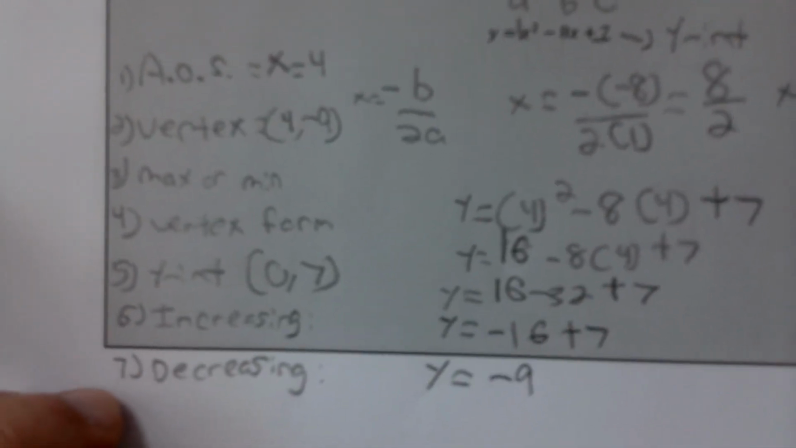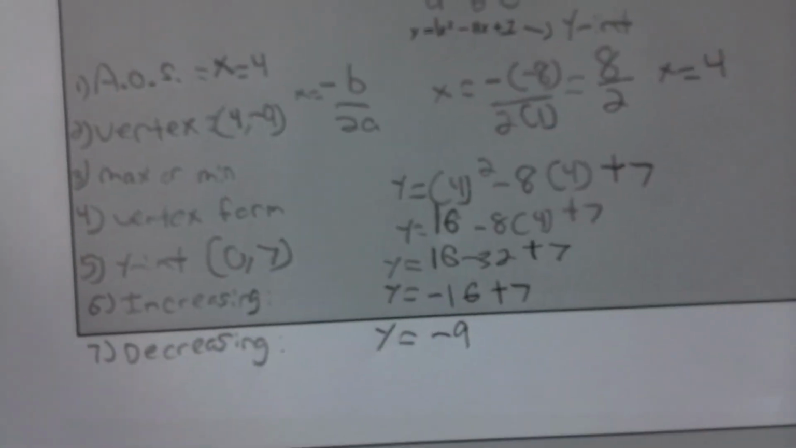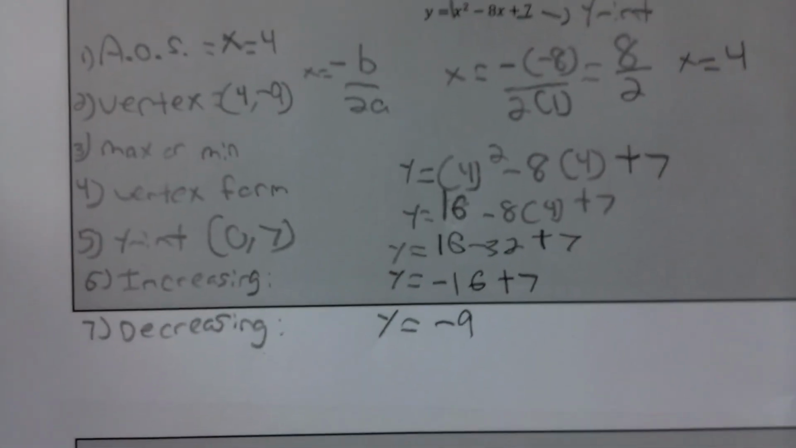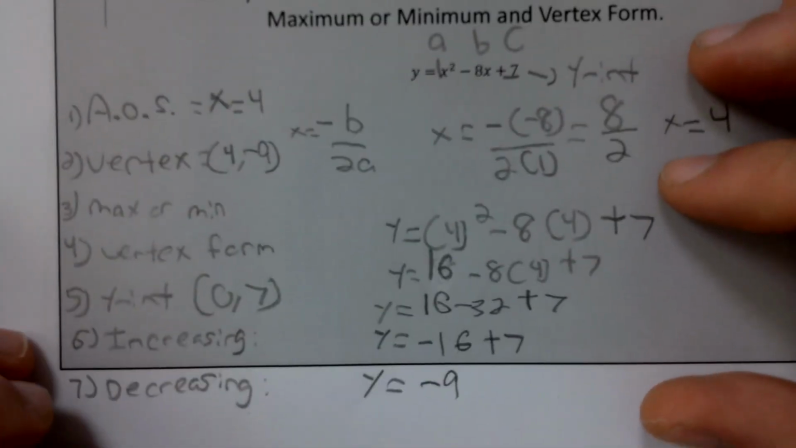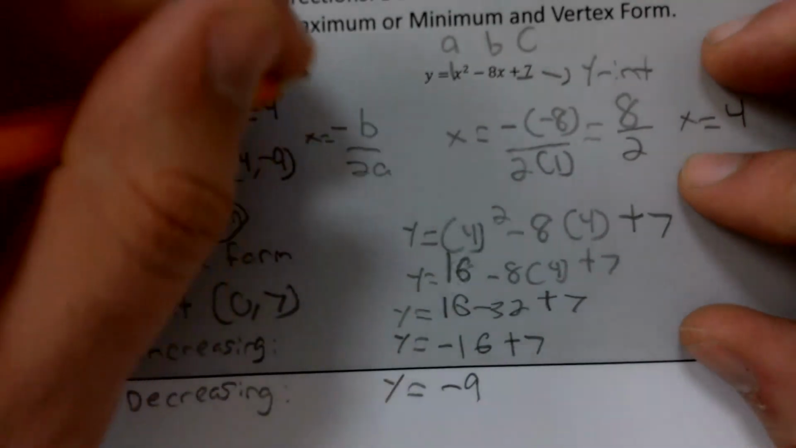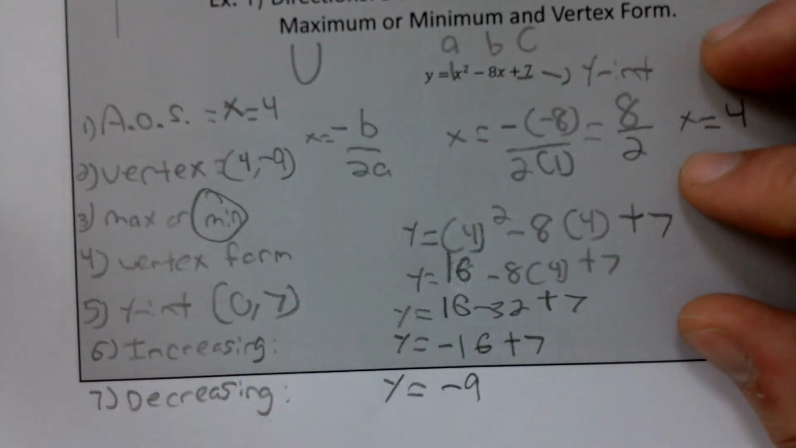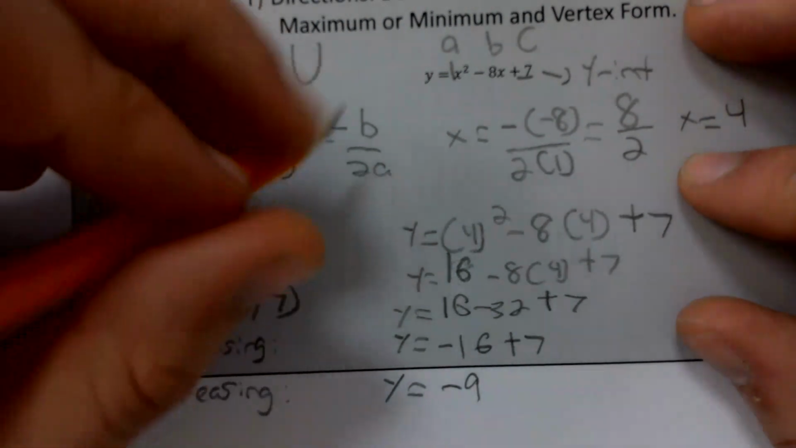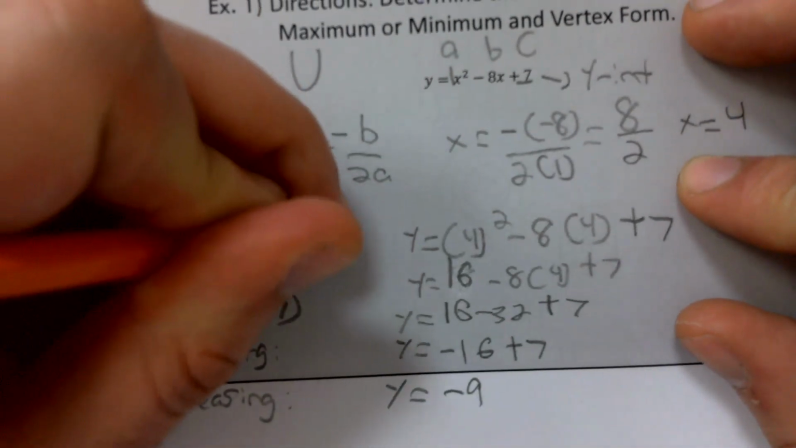Okay, so I have a couple more questions. Max or min? Well, max or min just really depends on the first term that's up here. So I look, and the first term in this equation was positive, meaning I have a minimum. Right? It has to look like this. So if I have a minimum, it's always associated with the y of my vertex, so minimum at negative 9.